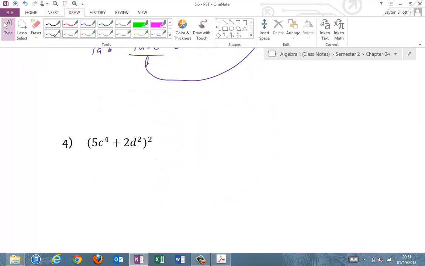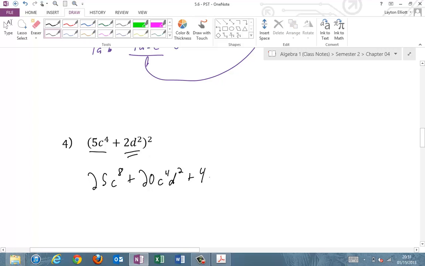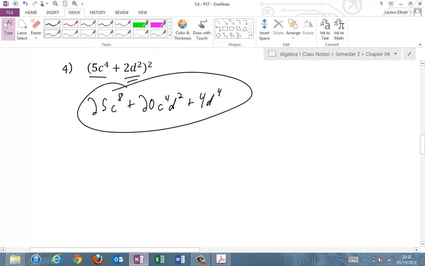Number 4, let's speed this up just a little bit more. 5c to the 4th squared becomes 25c to the 8th, because c to the 4th times c to the 4th is c to the 8th. Remember, when you raise exponents to other exponents, you multiply them. Then we add 2 times 5 times 2 times the c to the 4th times d squared. 2 times 5 times 2 is 20c to the 4th d to the 2nd, plus the last one squared, which is 4, d squared squared is d to the 4th. These are not like terms, so that's the best you can do, and let's move on.